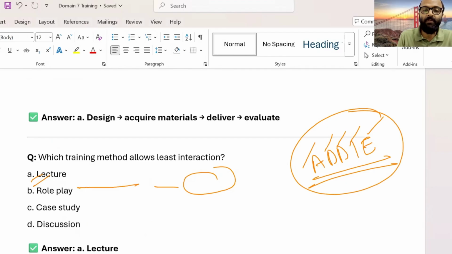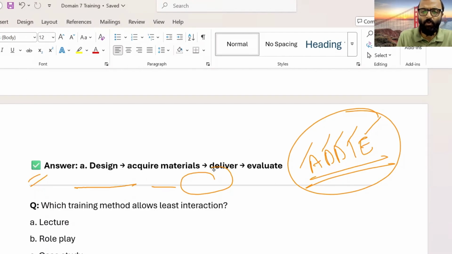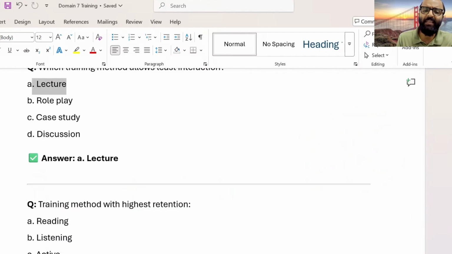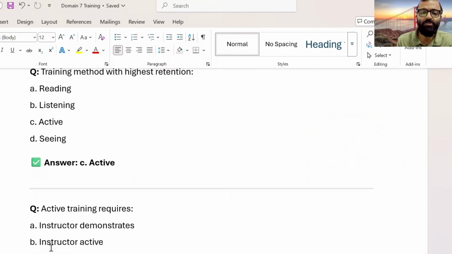Which training method allows, see, this ADDIE model we have there in our notes. Which training method allows least interaction? Lecture, role play, case study, discussion. Lecture, least interaction, passive method. Training method with highest retention: reading, listening, active, see. Active, highest retention. Okay.